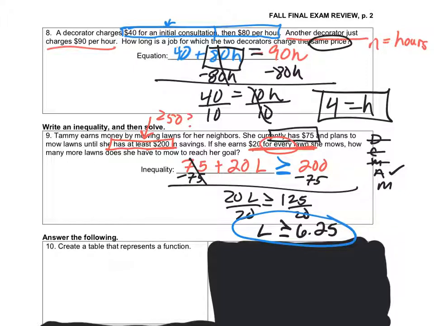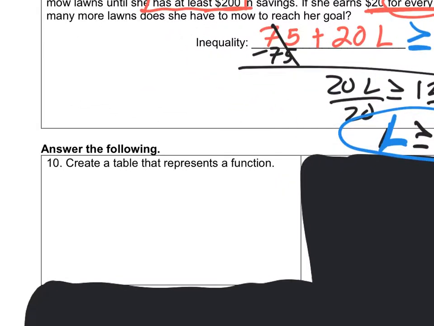Now I want to have a conversation real quick about this. Can she mow 6.25 lawns? The answer is no, she can't. So she's going to have to mow 7 lawns in order to have her savings account bigger than 200.